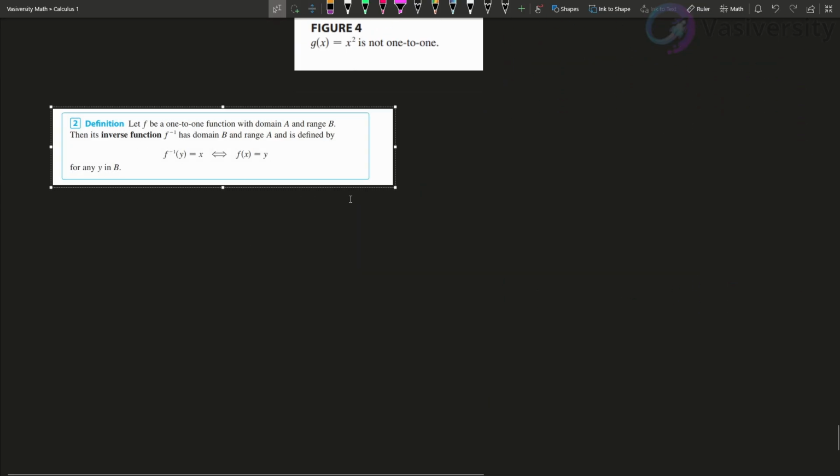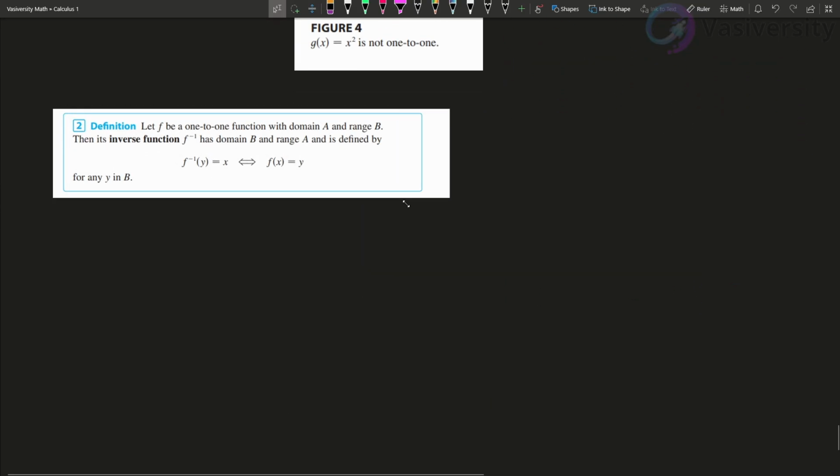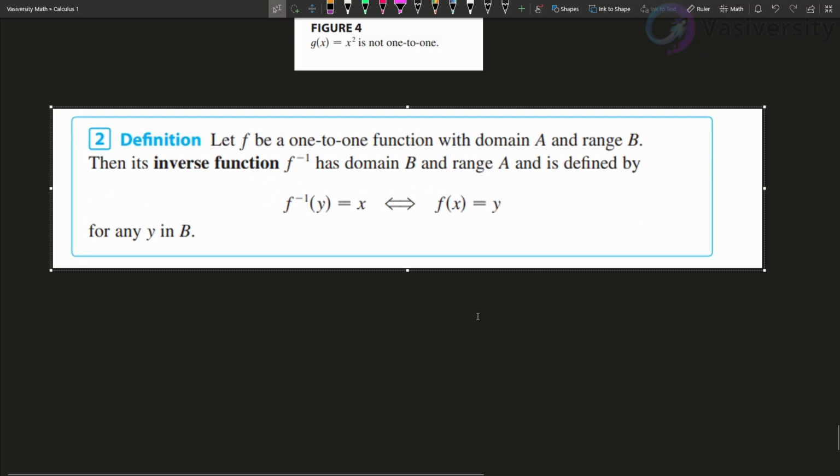The definition of the inverse function: let f be a one-to-one function with domain A and range B. Then its inverse function f to the -1 has domain B and range A, and it's defined by f inverse of y equal to x if and only if f of x is equal to y, for any y in B. Okay, so we can visualize it as follows.